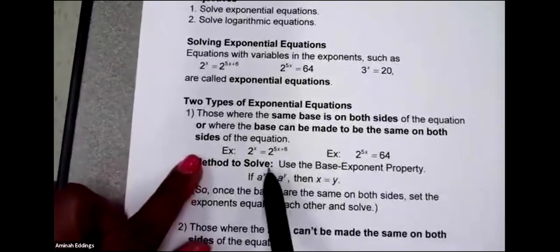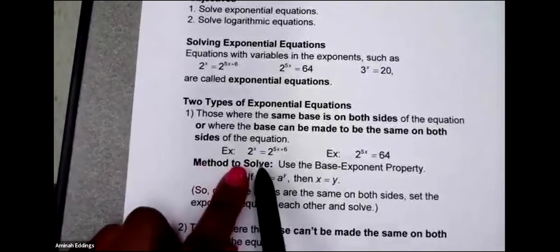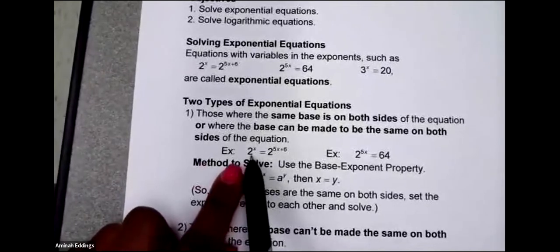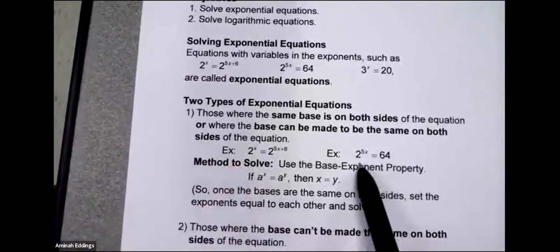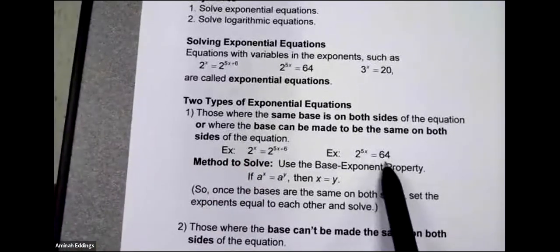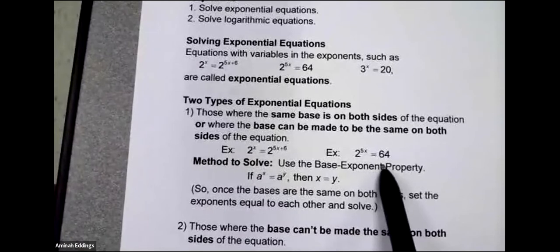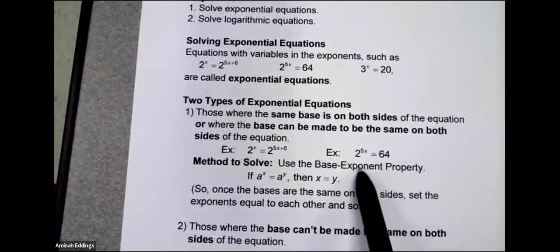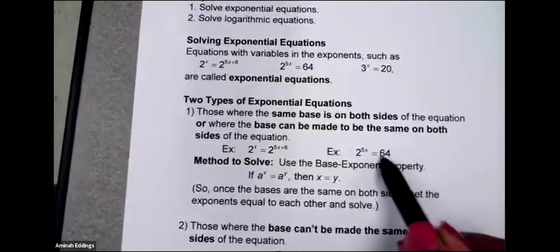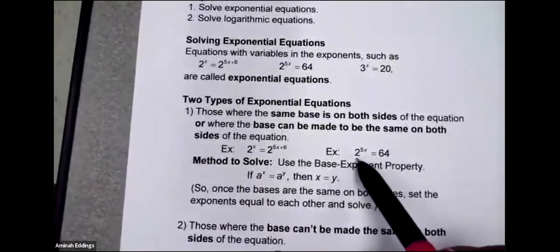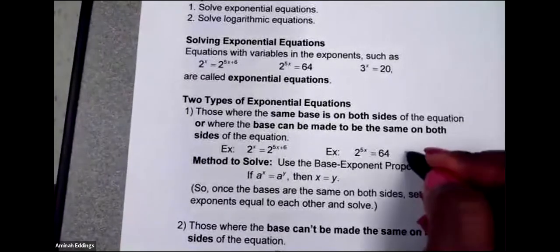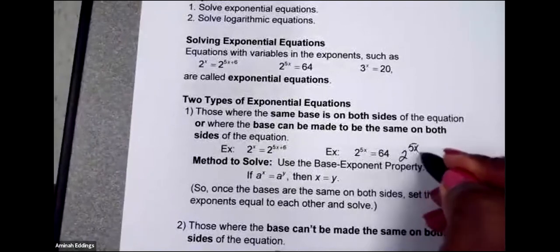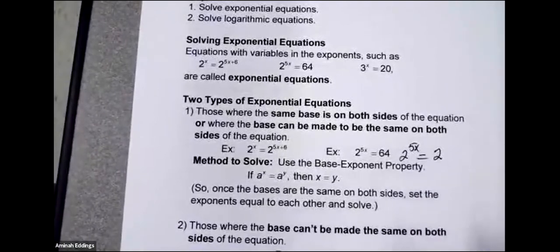So an example where our bases are the same. Remember, your base is that big number beside your variable. So in this case, my base is 2 and my base is 2. Here, my bases are not the same, but I can make them the same. And what that means by making them the same is, what can I do to 64 where it has a base of 2? So 2 to what power gives me 64?